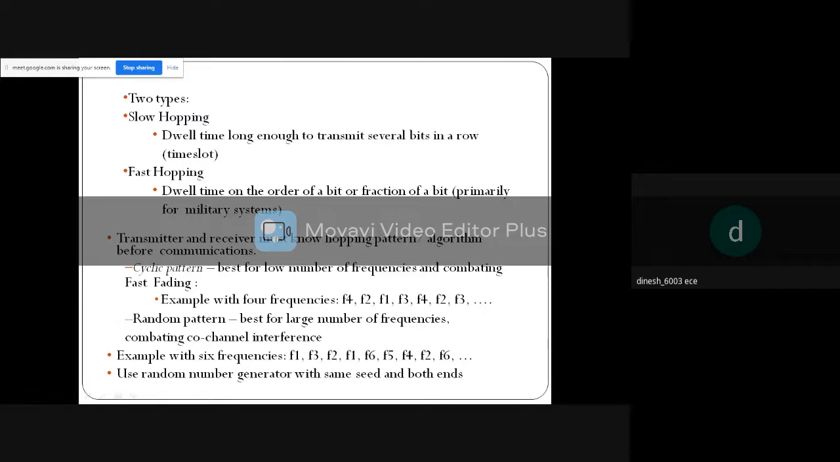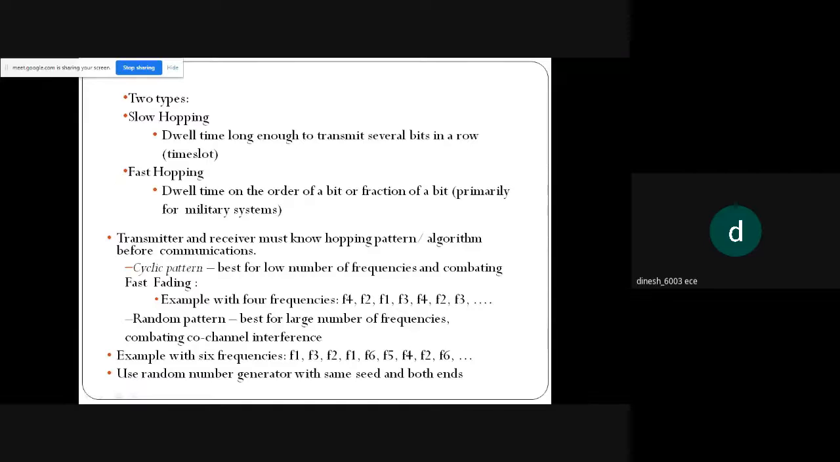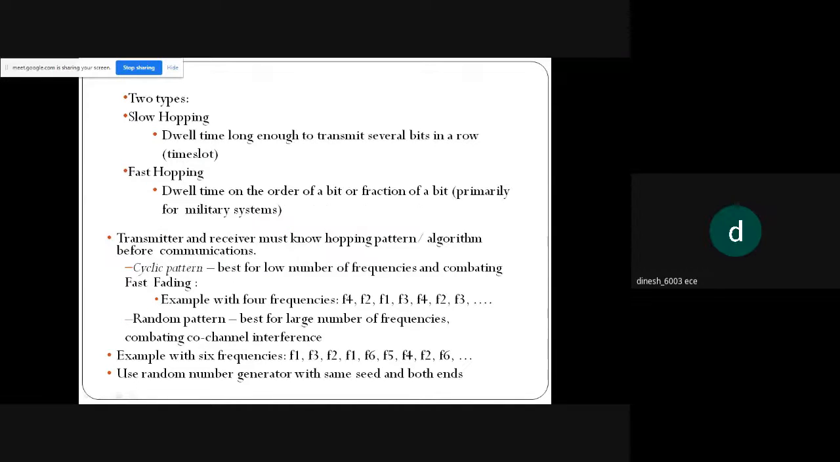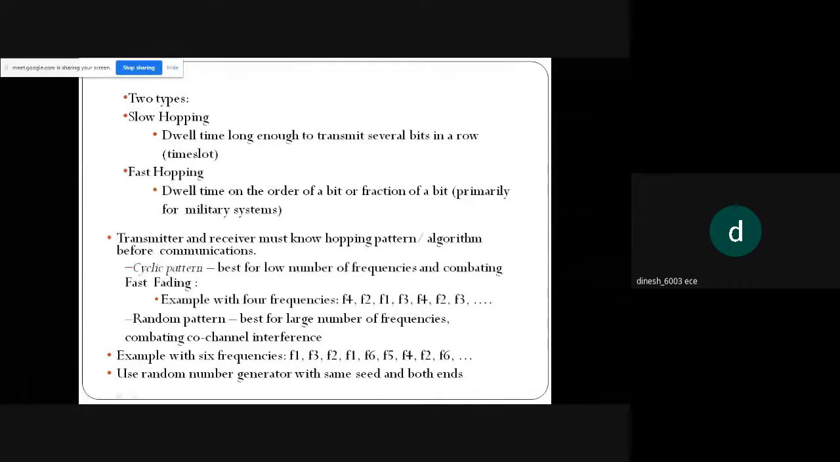The transmitter and the receiver must know the hopping pattern or algorithm before communications, or else which time slot or which hopping is being determined is unknown. The transmitter and receiver know what hopping structure is available or what algorithm is used. Accordingly, the receiver will decode its information, or else it will not know.